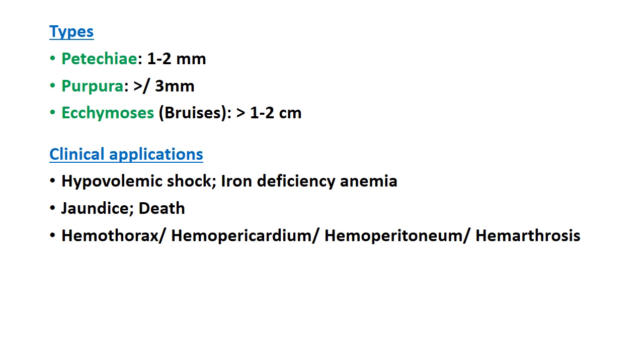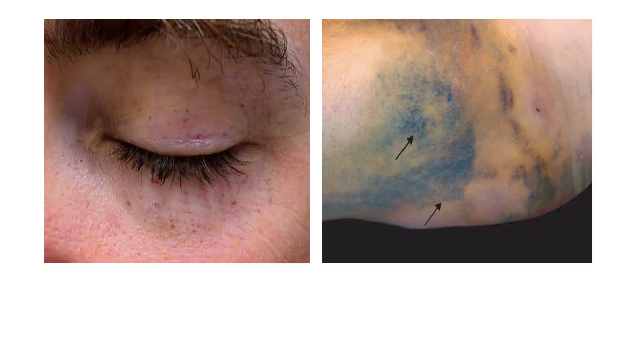And with the accumulation of blood within the body cavities, we have different terms here. Accumulation of blood within the pleural cavity is hemothorax, within the pericardial cavity, hemopericardium, within the peritoneal cavity, hemoperitoneum, and within the joints we have hemarthrosis. So in the first picture you can clearly see pinpoint hemorrhages of small size, which are known as petechiae. And from the second picture you can see a large hemorrhage, which is nothing but a bruise or ecchymosis.